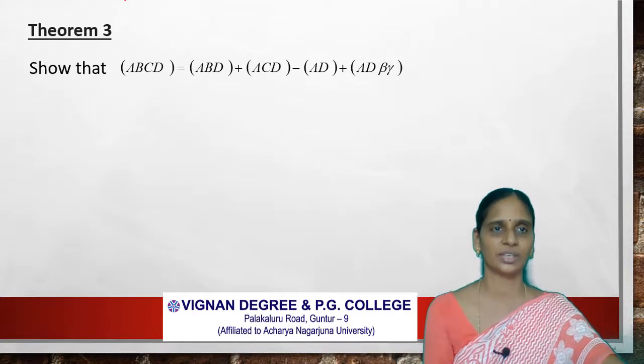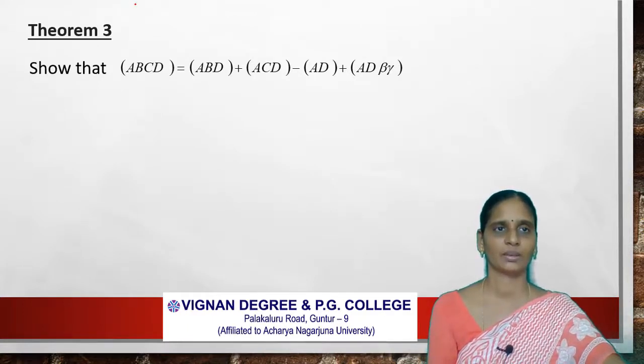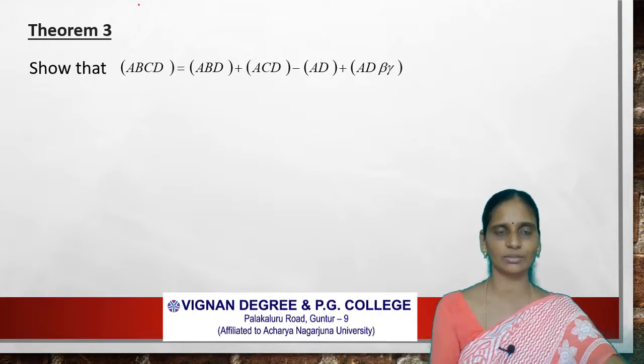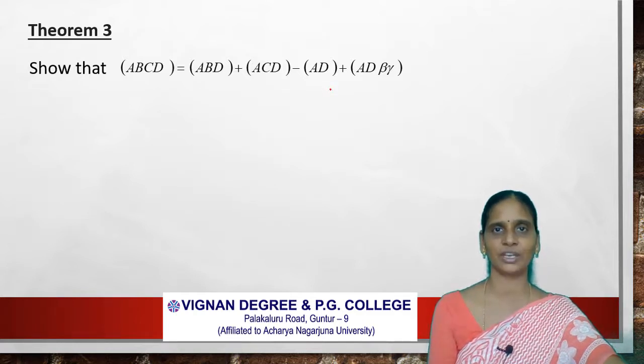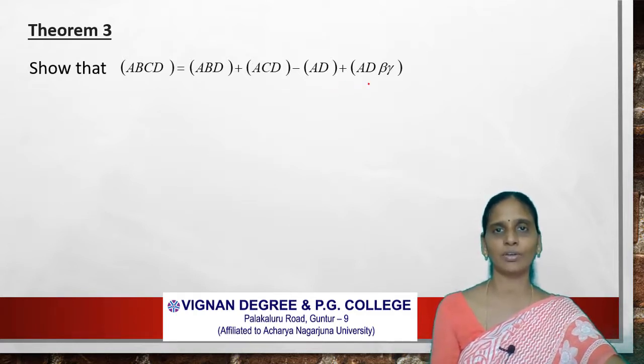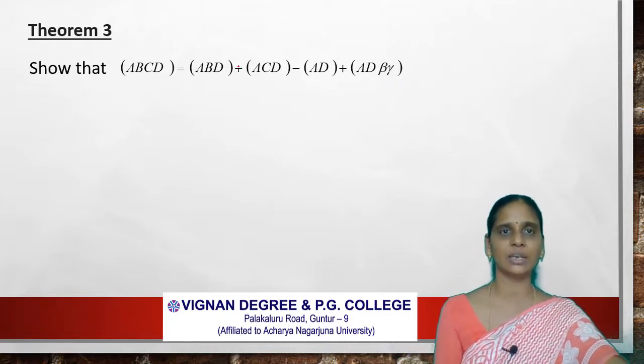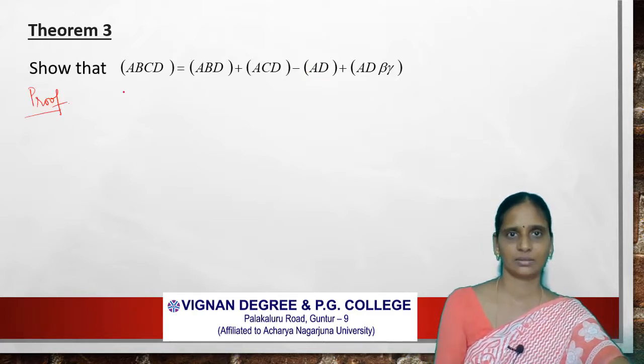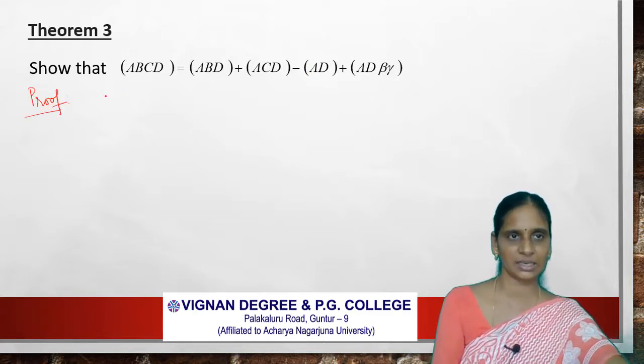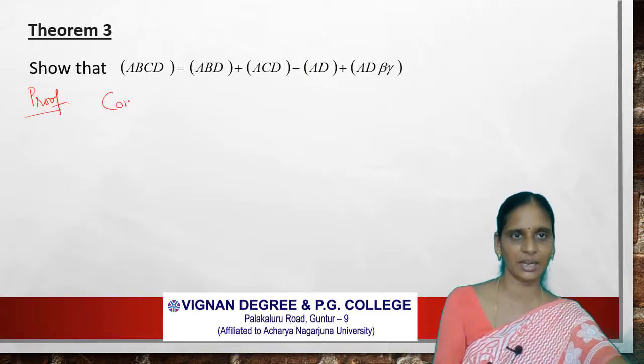Next, theorem number 3. Show that frequency of ABCD is equal to frequency of ABD plus frequency of ACD minus frequency of AD plus frequency of AD beta gamma. So in this theorem, we have to prove the left hand side is equal to right hand side. Now the proof is, consider the right hand side's expression.